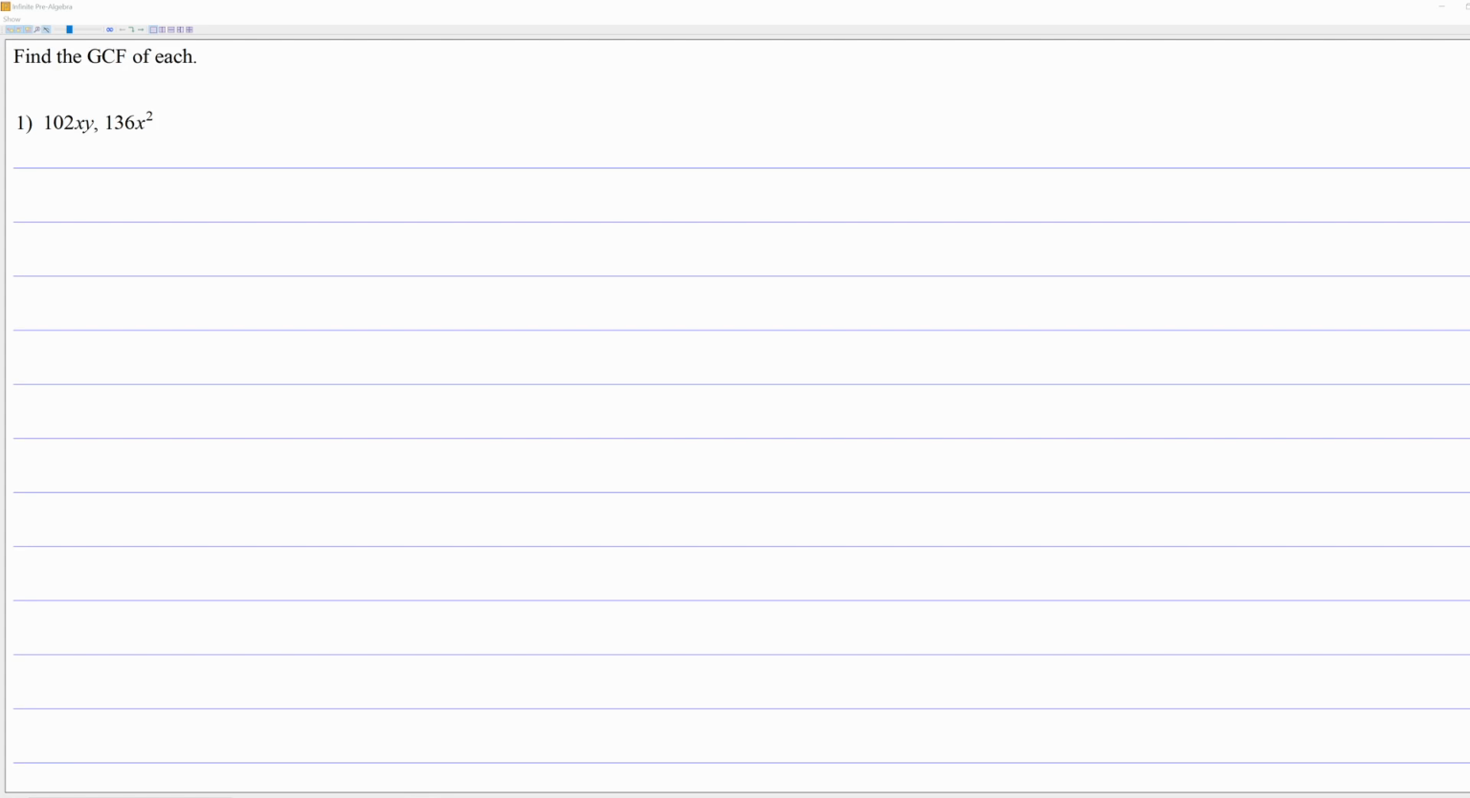In this video, we're going to look at finding the GCF and the LCM of monomials. So GCF stands for greatest common factor. So we're looking for, in this case, the biggest number that will divide evenly into both 102 and 136. And we'll take care of the variable portion separately. So there's a really common way to find GCF relatively quickly, as long as the numbers aren't too big.